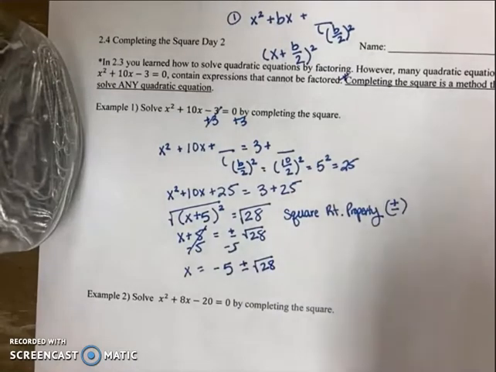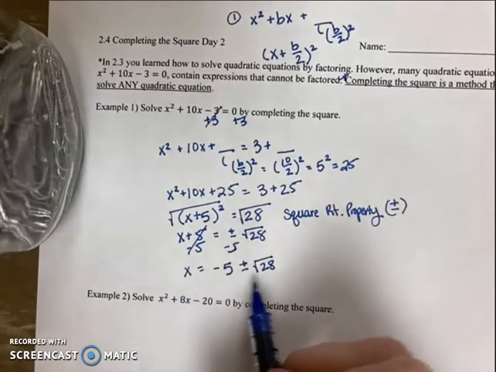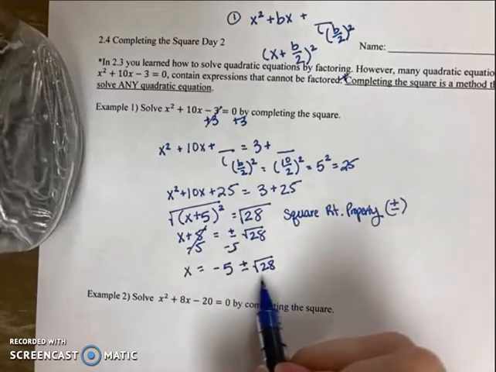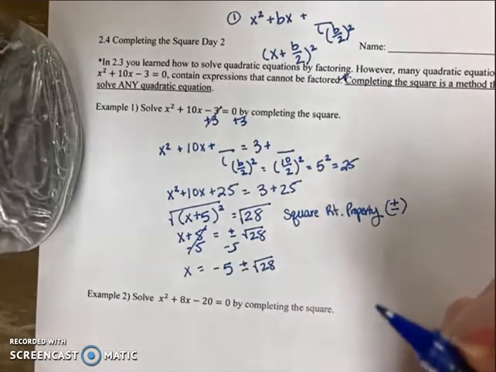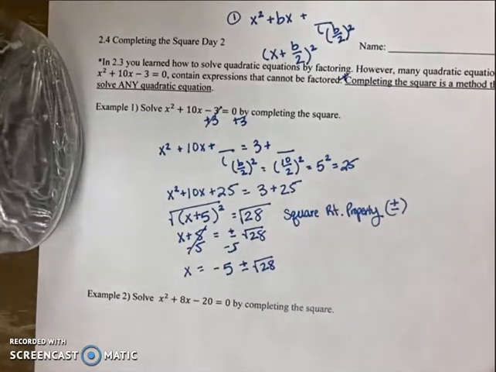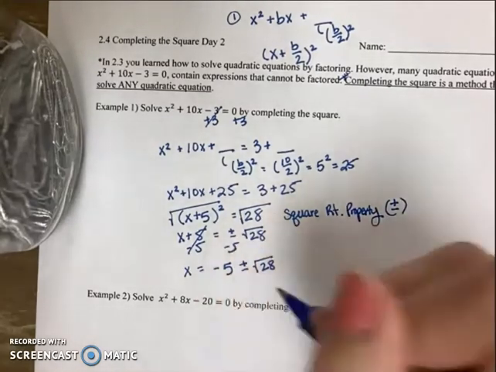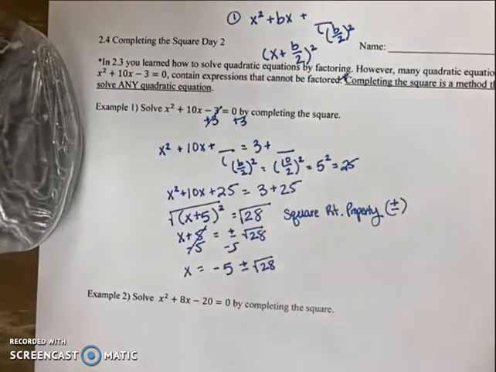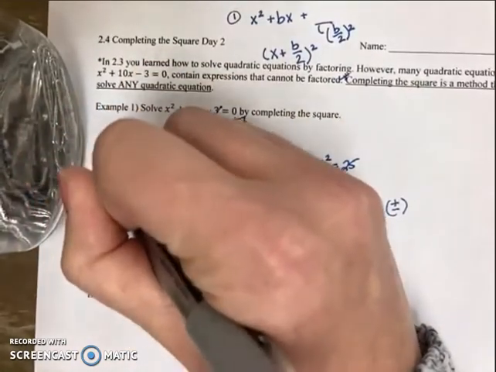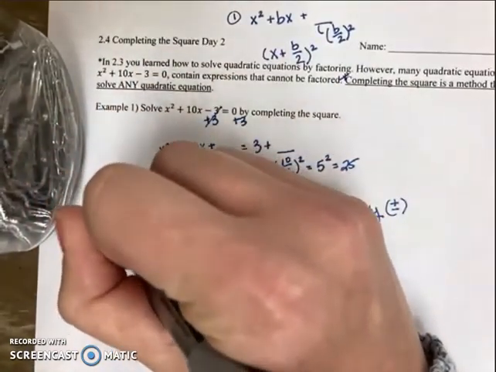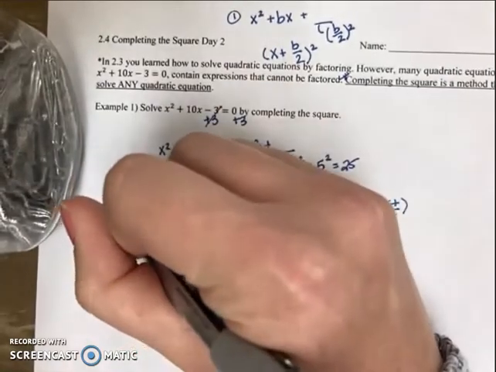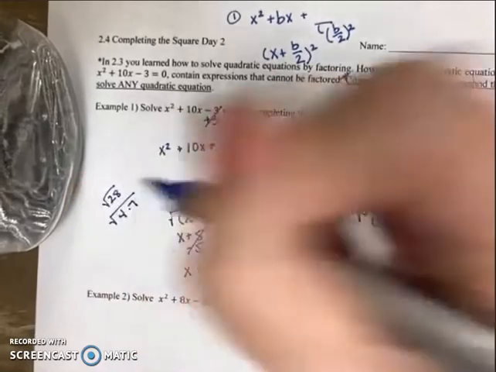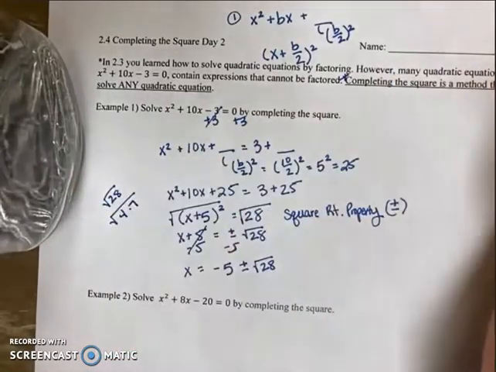Now, I'm not done yet. Even though x is by itself, I still need to simplify the radical if I can. So if I think about the factors of 28 that are perfect squares other than 1, I can rewrite the square root of 28 as, let's see, I think 4 times 7. There we go. Using the product property, I can split it up.